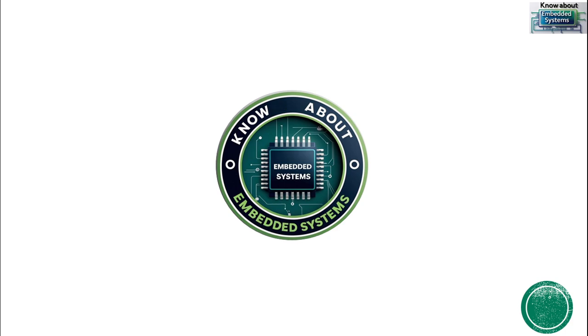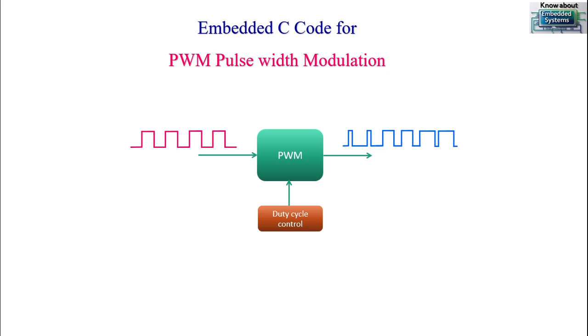In today's video, I'll explain how to develop an embedded C code for pulse width modulation. In the previous video, we discussed what pulse width modulation is, what single edge and double edge PWM are, what the applications are, and how to generate the PWM signal. All these things we have discussed in the previous video. In today's video, I will teach you how to develop an embedded C code for pulse width modulation.